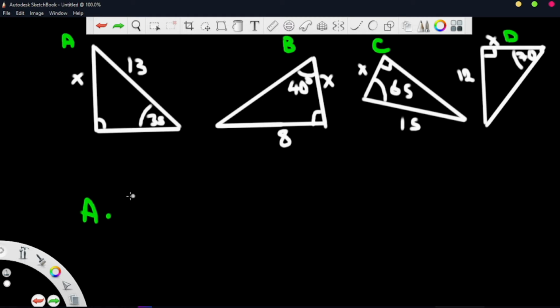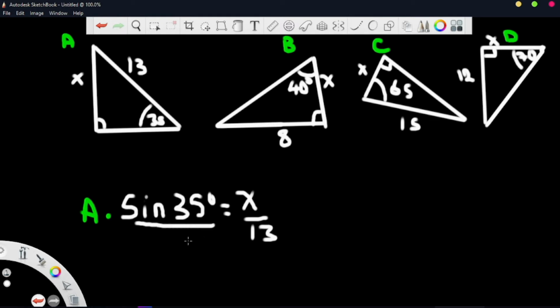So I'm going to say my sine of 35 degrees is equal to my opposite over my hypotenuse. My opposite is x, my hypotenuse is 13, and all this is over 1. So if I want to solve for my x, I'm going to have my x being equal to 13 sine of 35.